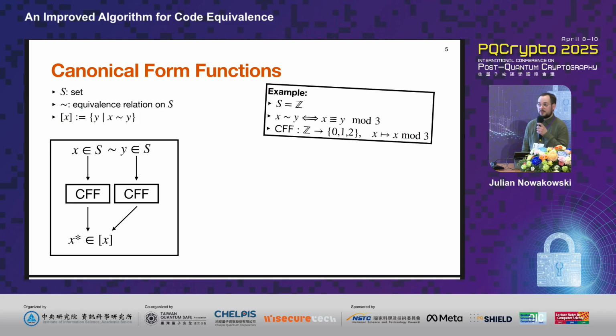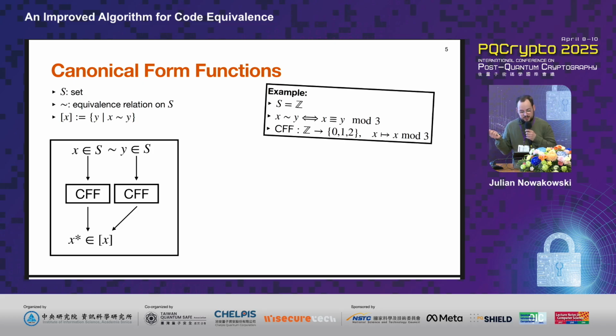Maybe one example that hopefully illustrates what I mean here is, the set might be the integers, and the equivalence relation might be x and y are equivalent if and only if x is congruent to y mod 3. And then one possible canonical form function would be a function going from the integers to {0, 1, 2}, where we just map x to x modulo 3. Right? If I put in any x here, then I certainly get something that lies in the same equivalence class modulo 3. And if I take any y that is equivalent to x, I will get the exact same representative.